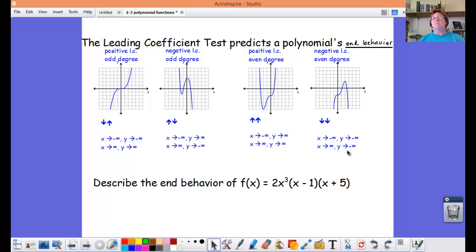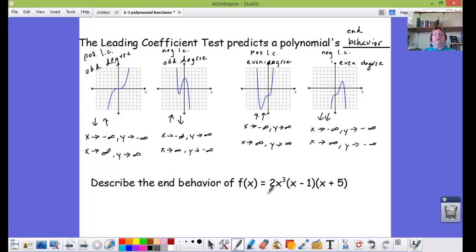When x gets really big, y is really small. Down, down end behavior. So now we've got one for you to talk about end behavior. Remember, that's predicted by the leading coefficient. So you have to think, if this were all multiplied out, what the leading coefficient would be and decide about its end behavior. Will you pause the tape and do that now?